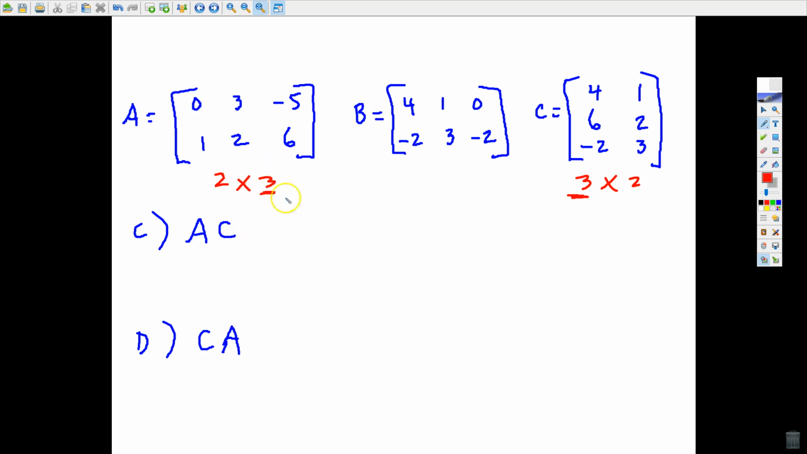So, two things. Check to make sure the inside numbers match, and if they do, the outside numbers will tell you the dimensions of the product, what your answer should look like. When you're first starting out, if multiplication is possible, let's just make ourselves a blank 2 by 2 matrix, and we're going to work on filling in the blanks.